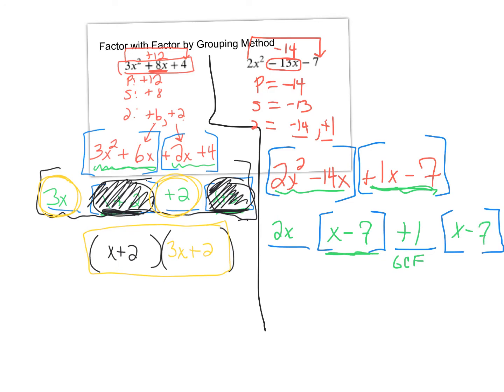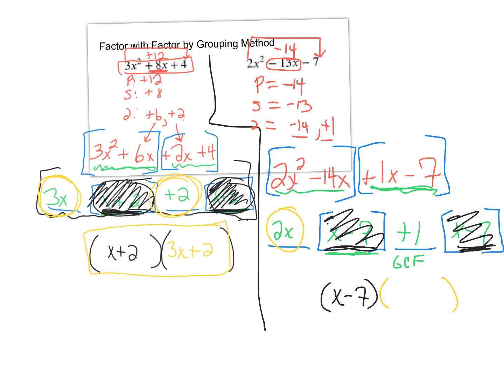All right, so let's put this all together. My first parenthesis is the parenthesis stuff. So that's going to be x minus 7. Second parenthesis is going to be all the garbage left over on the outside. So that's going to be a 2x plus 1. And there you go. So that is how you factor by grouping.